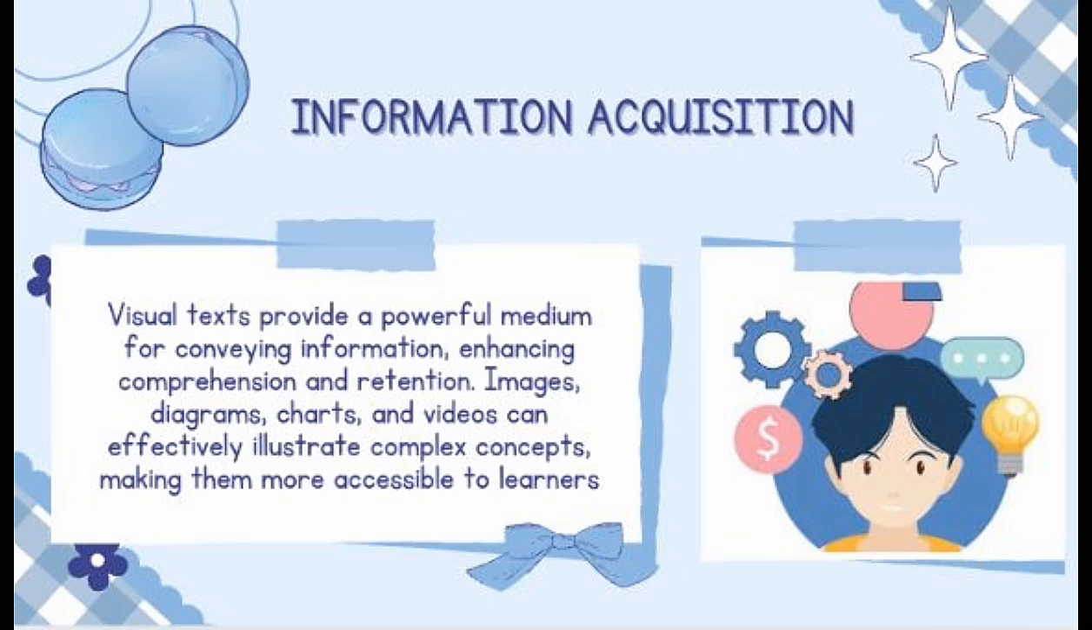So the first one is information acquisition. Visual text provides a powerful medium for conveying information, enhancing comprehension and retention. Images, diagrams, charts, and videos can effectively illustrate complex concepts, making them more accessible to learners. So, information acquisition means getting information. Visual text like images, diagrams, and videos are great for this because they make complex ideas easier to understand and they help us remember what we learn.